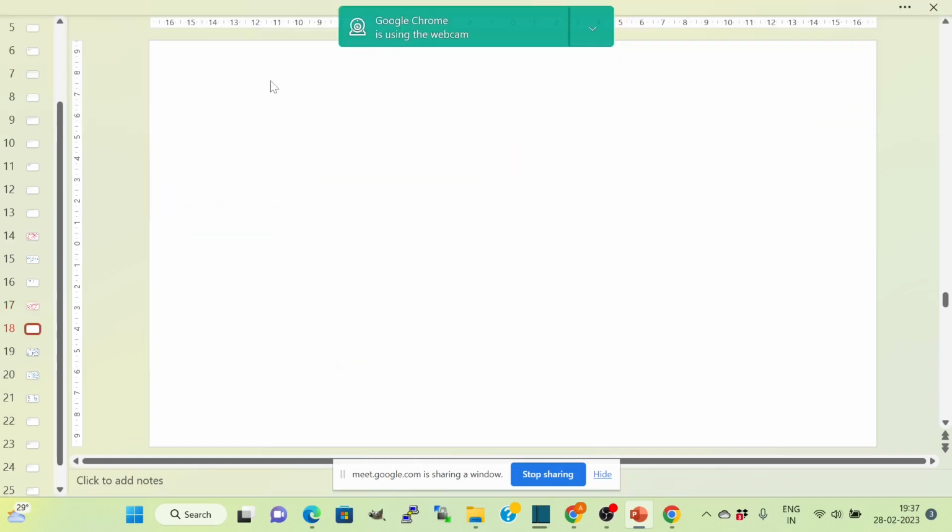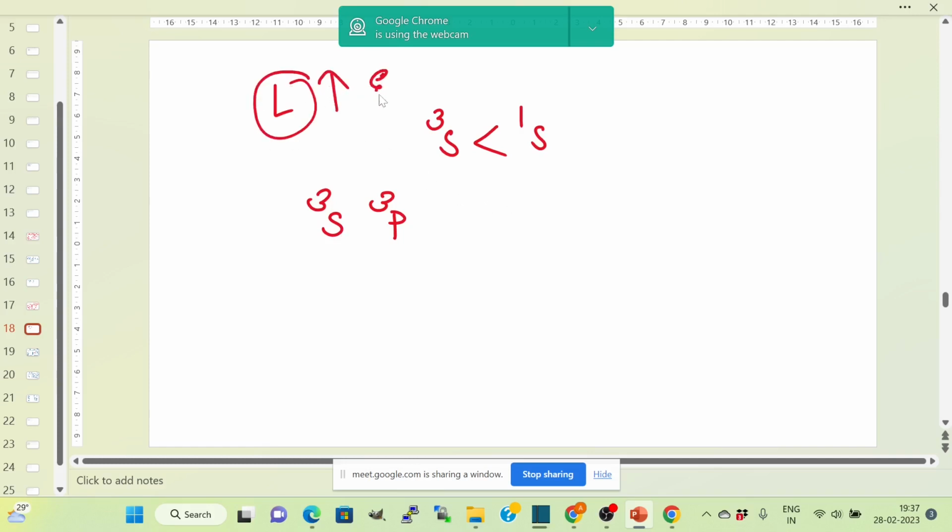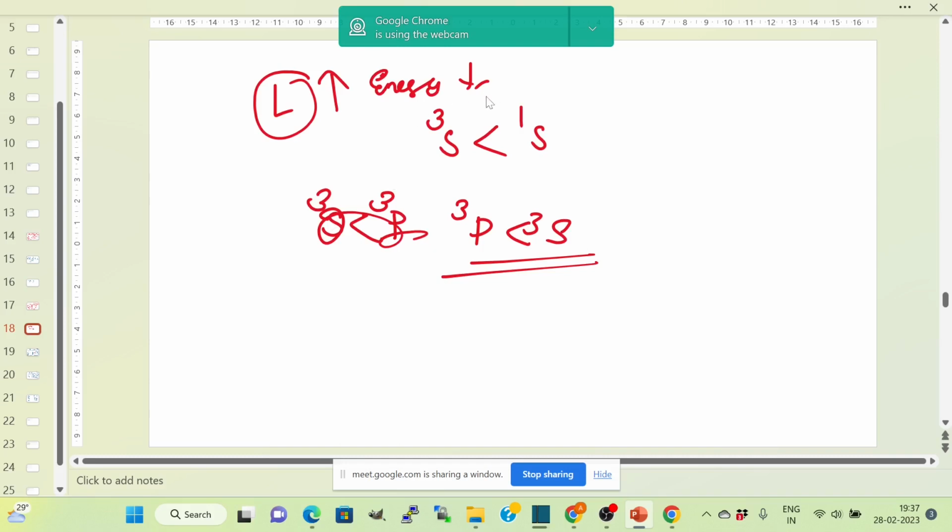Now the next thing to note is, what about the L value? I said that when we compare 1S and 3S, this will be the case. But what if my question is 3S and 3P? Among these, which will have the lowest energy? Here you have to look at it again: whenever L is high, the energy will be less. So in this case also, it will be like this. Is this clear? Whenever L is high, energy will be less.